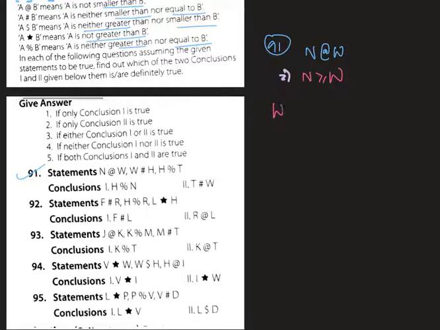Secondly, W hashtag H implies W is strictly greater than H. Then H percentage T means H is strictly less than T, and therefore we can conclude that N is greater than equals to W, greater than H, less than T.